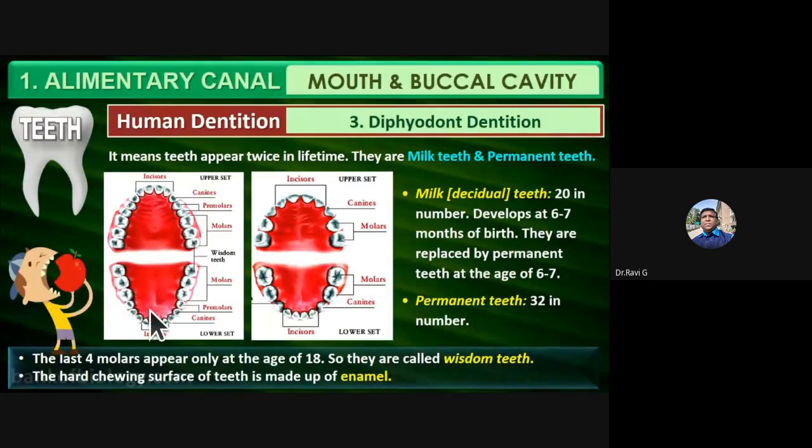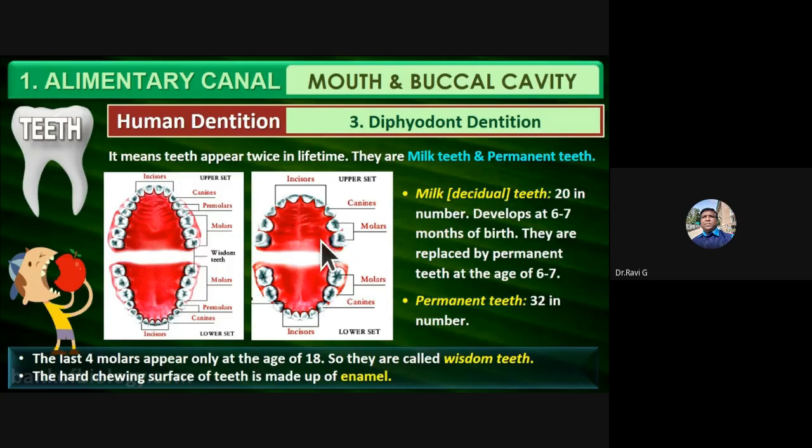Okay, the hard chewing surface of teeth is made up of enamel. See this slide, it represents the permanent set of teeth. This slide represents the milk set of teeth, which you also call the decidual set. Enamel is the strongest material in our body, stronger than bones.